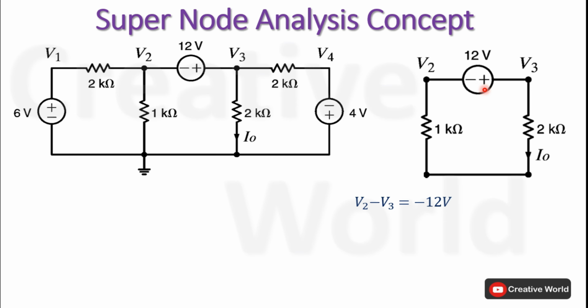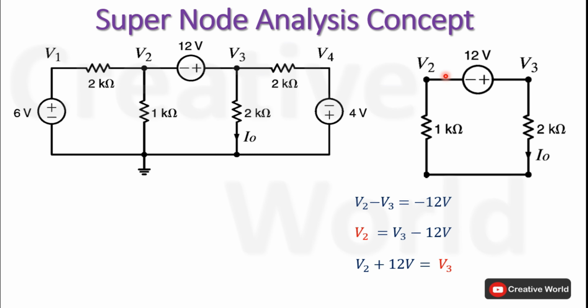Now if we want to merge the value of this voltage source towards node V2, then using this equation, the equation of voltage for V2 will be equal to V3 minus 12 volt. Similarly, if we want to merge this voltage source towards V3, then using this equation again, the equation for node voltage V3 will be equal to V2 plus 12 volt.